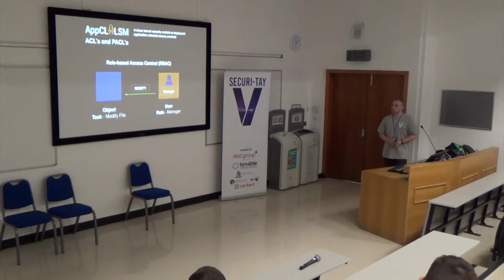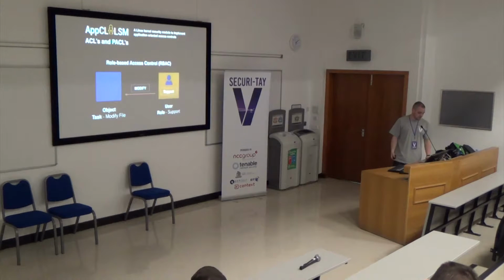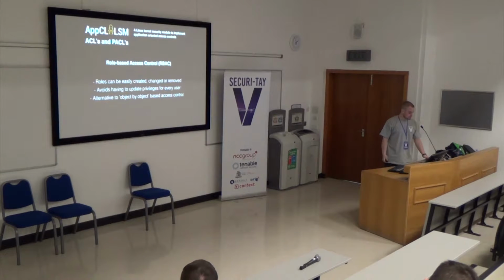So again, in an example, we've got our object, our file, and our user, a manager here, who wants to modify that file. The task is to modify, the role is the manager, and in this situation, the role of manager is able to perform that task. Say it was somebody working in support, they don't have the same role, they would then not be able to perform that task and modify that file.